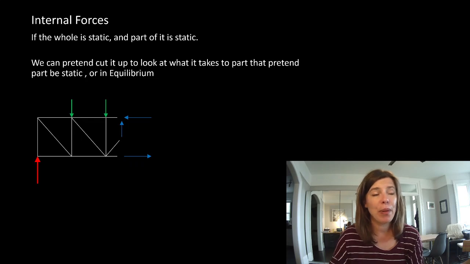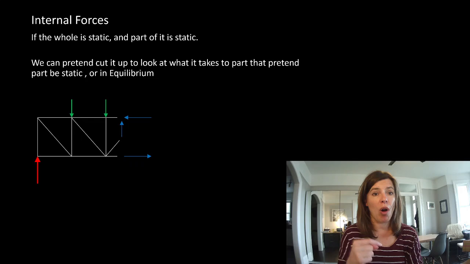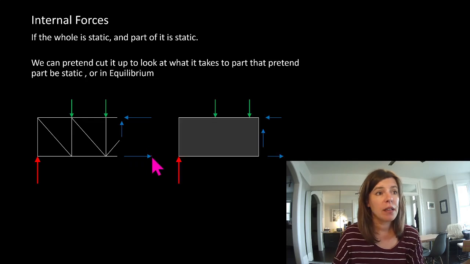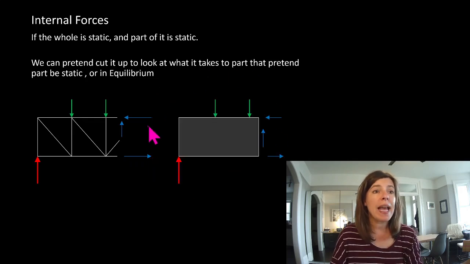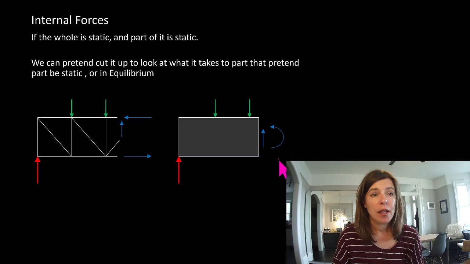That's a moment couple. We know that this is equivalent to a moment. It's something that's going to cause it to rotate, but not translate. So, what if we were looking at a solid object here, instead of our truss? We're making the same cut in the same spot, and we've got our component in the y-axis, and we've got our top and bottom chord elements.